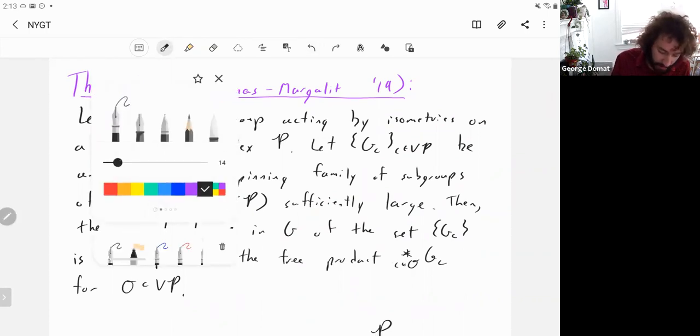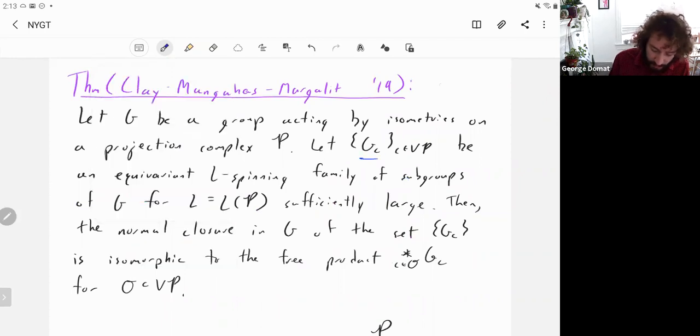So I guess the one thing I should say is this projection complex is a graph. So these GCs are, again, just subgroups of the stabilizers, and you have this for every vertex in the graph. And here, the condition you need is to be an equivariant L-spinning family. Equivariant just means they're equivariant with respect to the group. L-spinning is some analogous thing to rotating. And if this L is big enough, then we get the same exact result: if you take the normal closure in G of all these subgroups, then it's isomorphic to a free product over these groups.